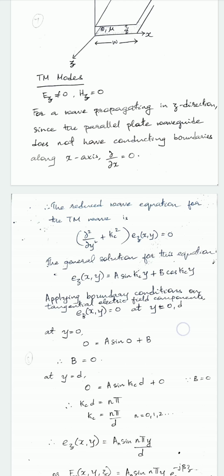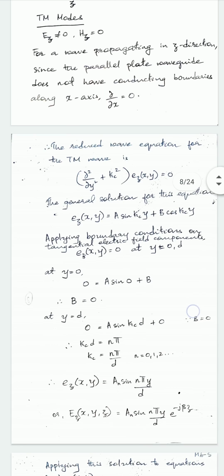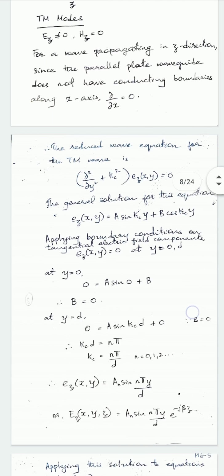So the general solution for this equation is Ez(x,y) = A sin kc y + B cos kc y. That is the standard general solution for a second-order equation. So we can apply the boundary condition on the tangential electric field components. We know that the tangential electric field components are continuous.